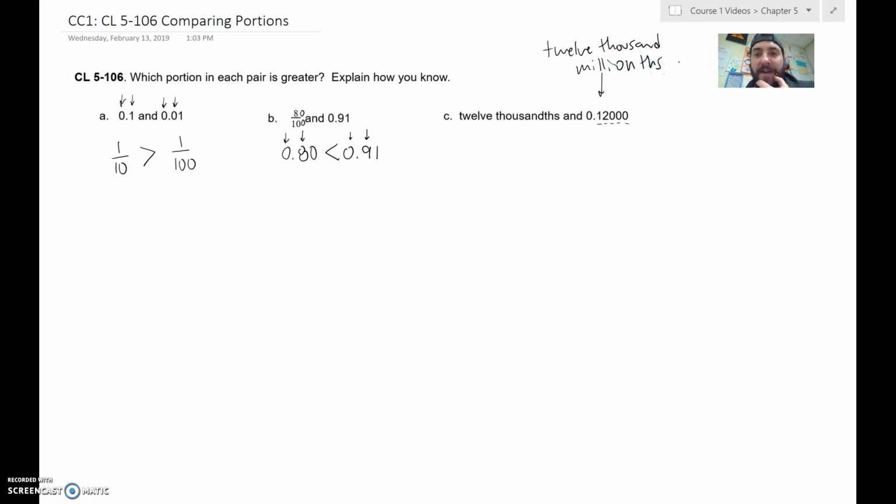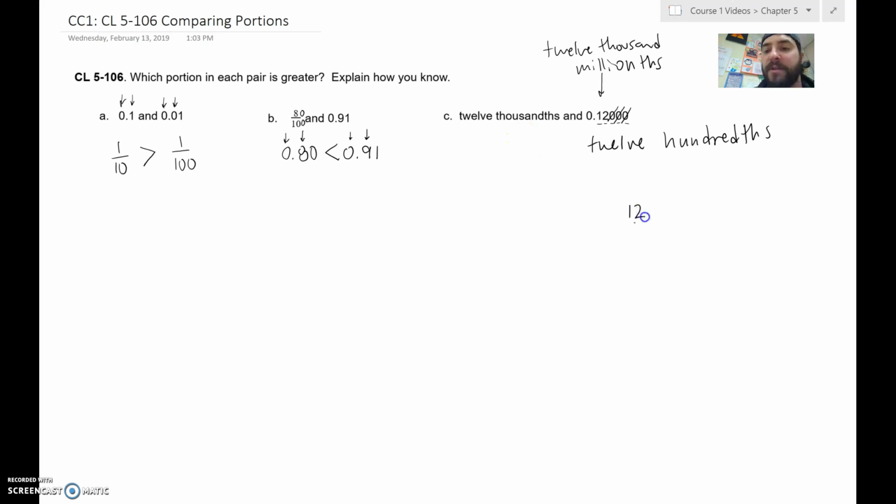And you might be saying, well, Mr. Marcus, those zeros aren't really doing anything on the side. You're absolutely right. A simpler way to say that would be that this is really just 12 hundredths. 12 hundredths. So what is more? What's better, 12 hundredths or 12 thousandths?